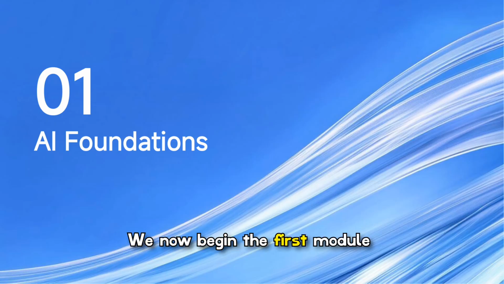We now begin the first module on AI foundations, setting the stage for how intelligence is defined and how the field evolved. This part gives you the basic concepts and historical context that make the rest of the material easier to understand, so you'll know why certain techniques exist and what problems they aim to solve.